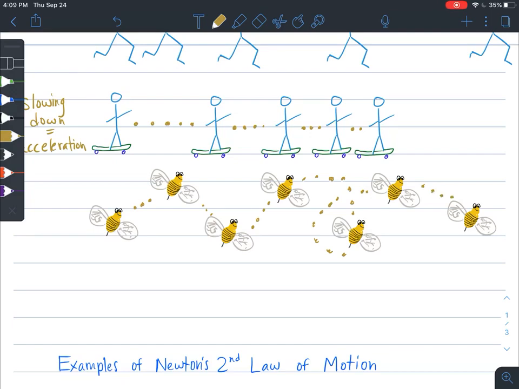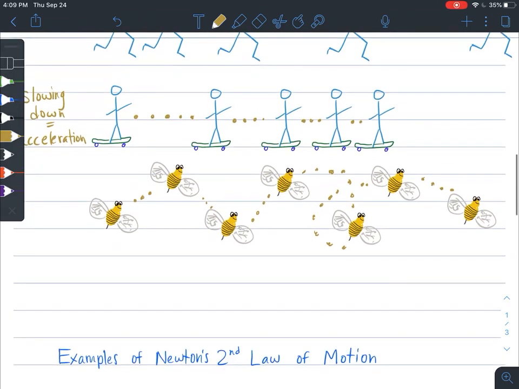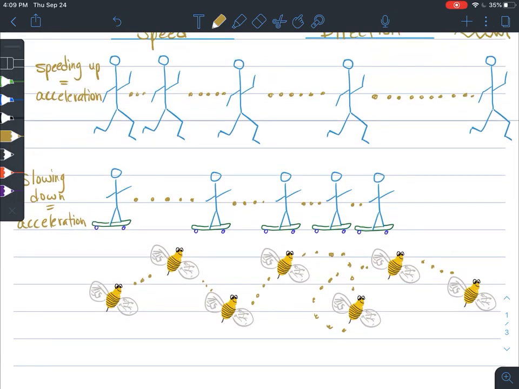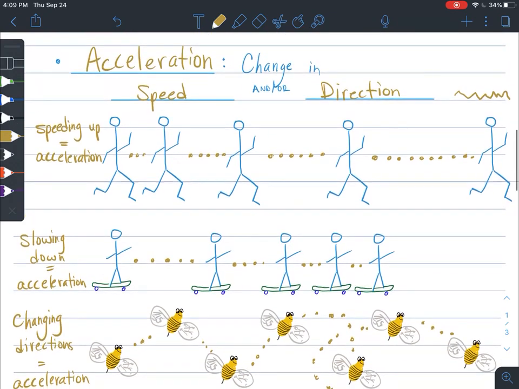So I got this idea of these different ideas, or these changes of direction, from Khan Academy. So you might recognize these pictures here. But if we have this bee that is changing directions in its flight pattern, then this is another example of acceleration. So I want to explain this in a way that I think might help you understand it.